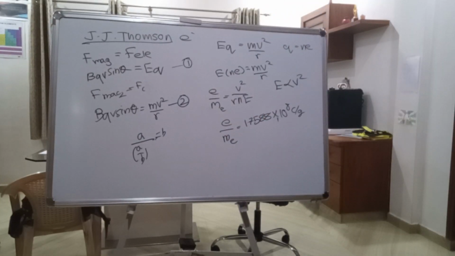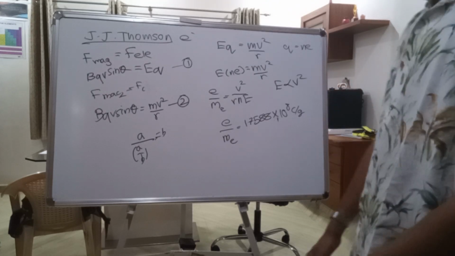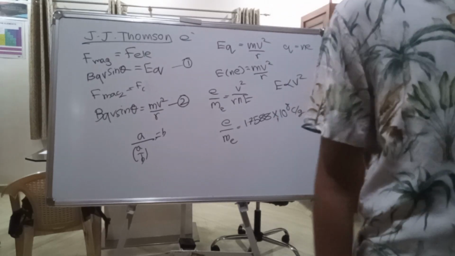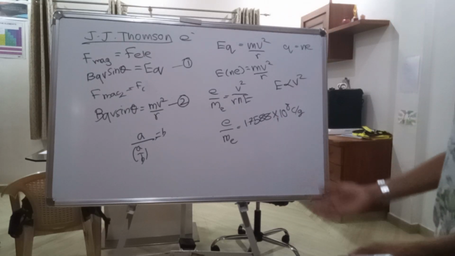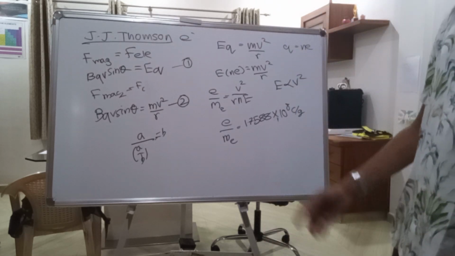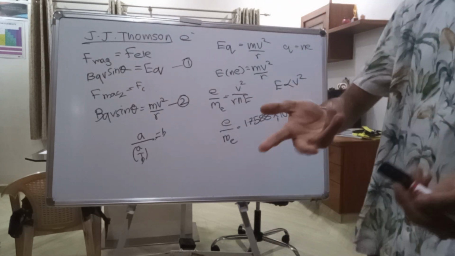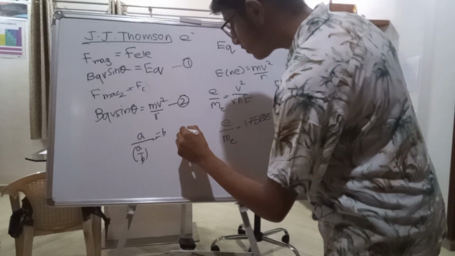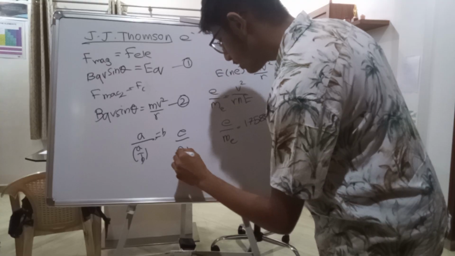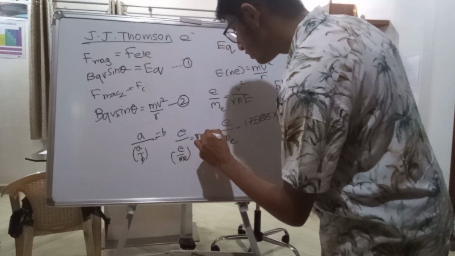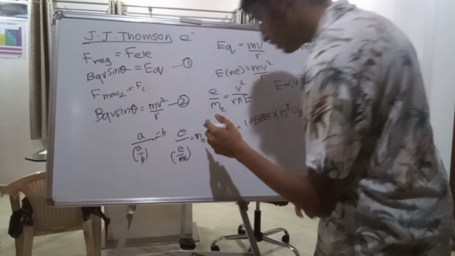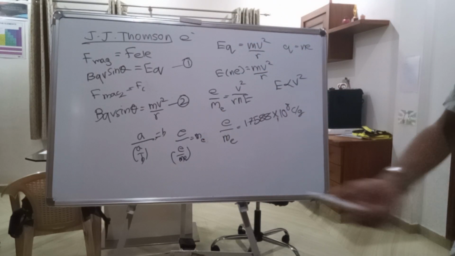Millikan, who was fully known as Robert A. Millikan, the legend, found the e value through the oil drop experiment. He found the e value as 1.6 into 10 power minus 19 coulombs. So the e value we know, the e by m value we know, but the m value we don't know. No problem. E divided by e by m will result in m, that is, m sub e. So this is the mass of the electron. Like that only they found.